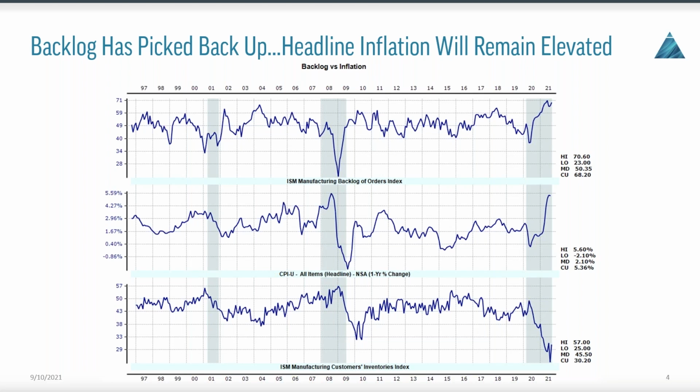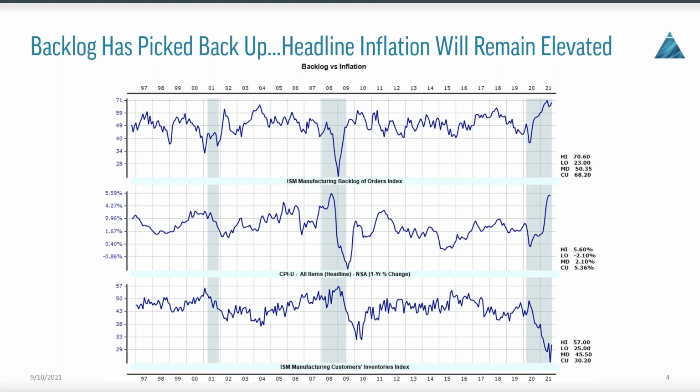And we can see at the bottom of this chart, inventories are now at really all-time lows. We haven't seen inventories this low for manufacturing and industrial companies in the last 25 years. So this is, again, attributable to the fact that there is increasing demand for industrial goods, but an inability for manufacturers to meet that elevated demand. And that's why we see backlog at very, very high levels right now. So I think that as long as backlog remains elevated, we're going to see the headline CPI numbers remain elevated.